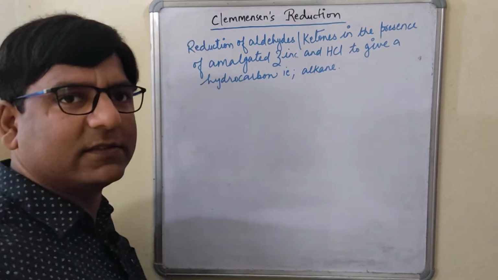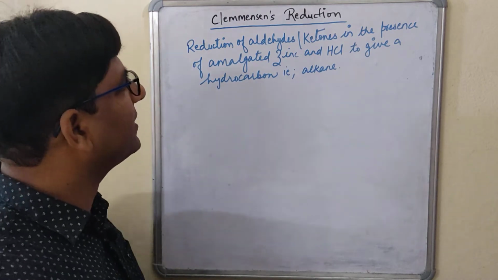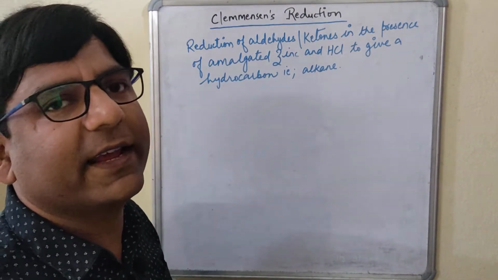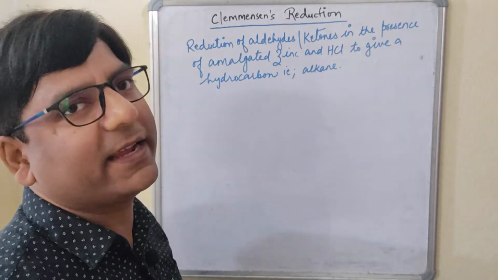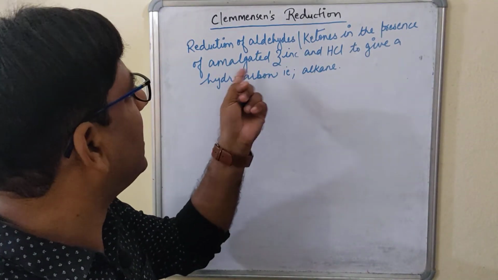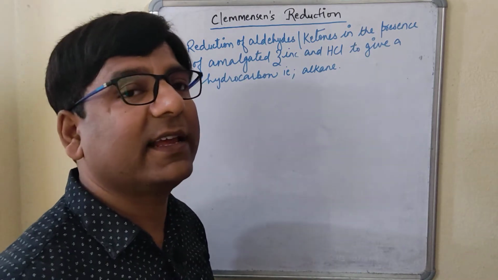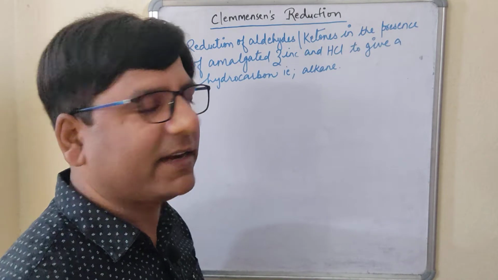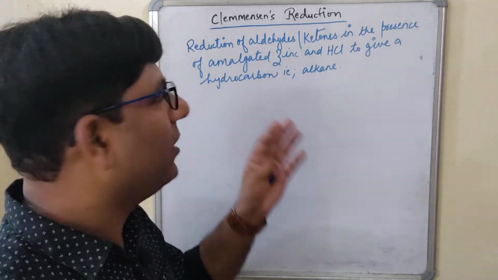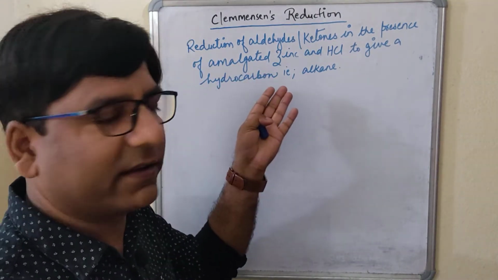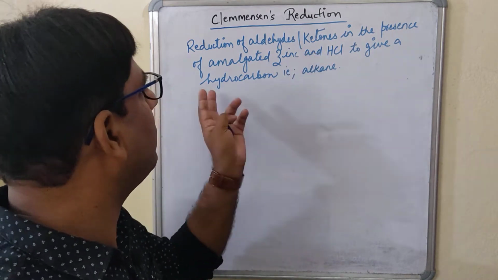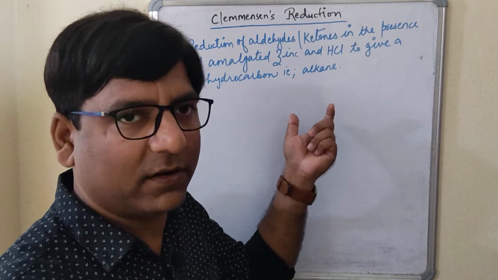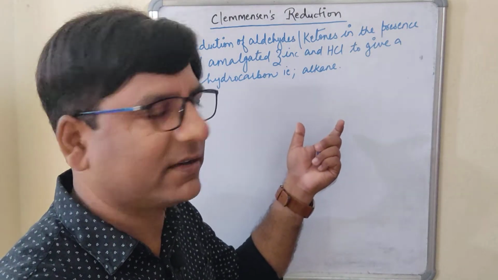So basically students, this Clemmensen reduction reaction is a reduction of aldehydes or ketones. Means in the substrate you can take aldehyde or you can take the ketone, in the presence of amalgamated zinc, which means we are using the zinc amalgam. And zinc amalgam means zinc is mixed with mercury, that is why it is said to be zinc amalgam. And HCl to give what? To give a hydrocarbon, and that hydrocarbon means the alkane. Saturated hydrocarbon we will get.